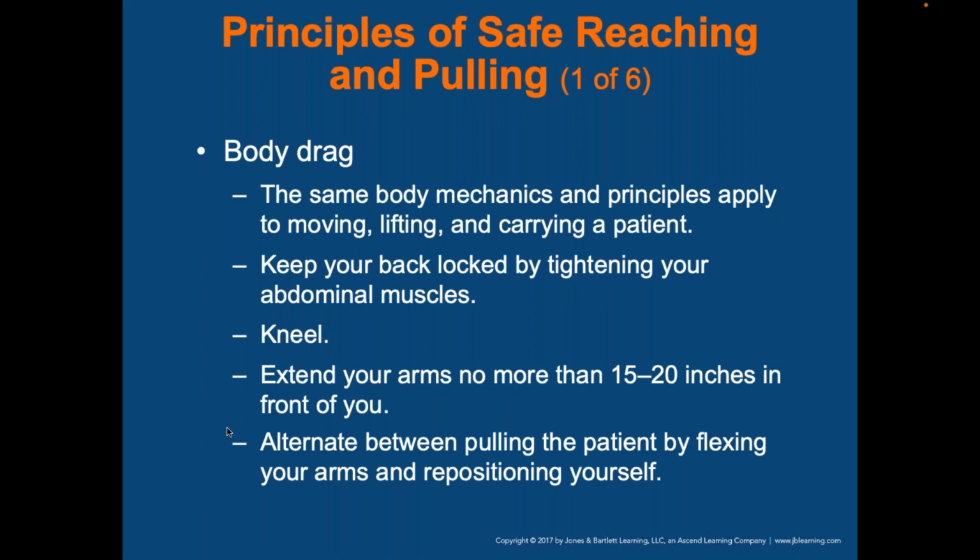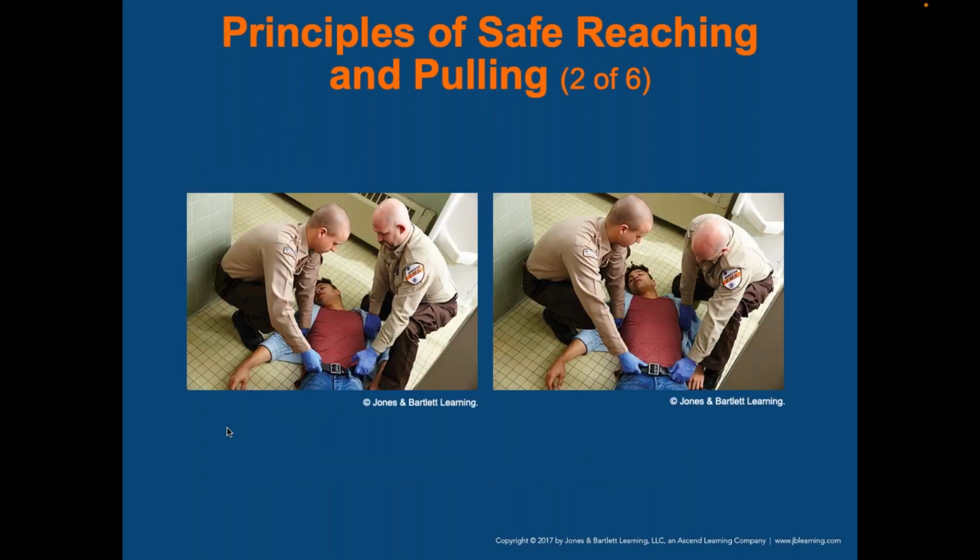Keep your back locked by tightening your abdominal muscles, kneel down, extend your arms no more than 15 to 20 inches in front of you, and alternate between pulling the patient by flexing your arms and repositioning yourself, like this. Belt underneath the arms and drag them to a safe place. This is very important when you got patients in tight spots to get them out to an open area to actually work.